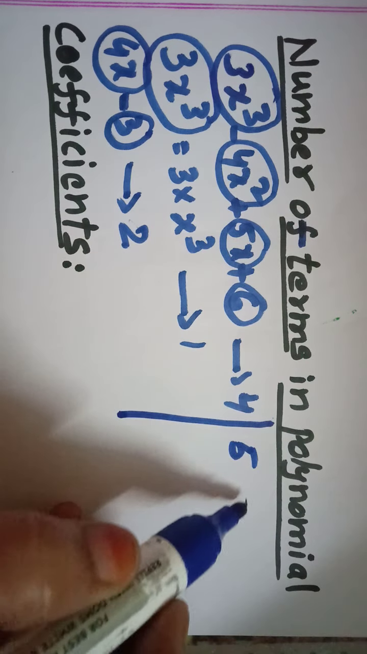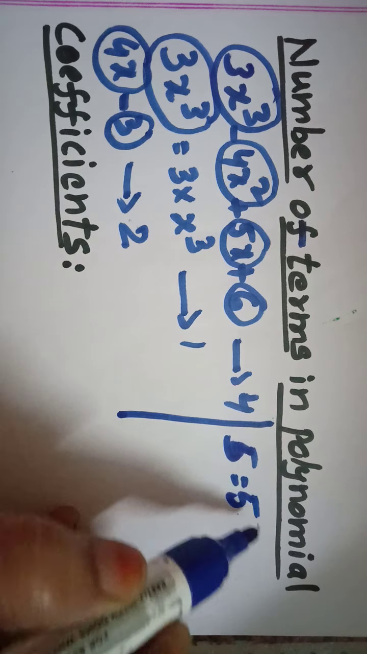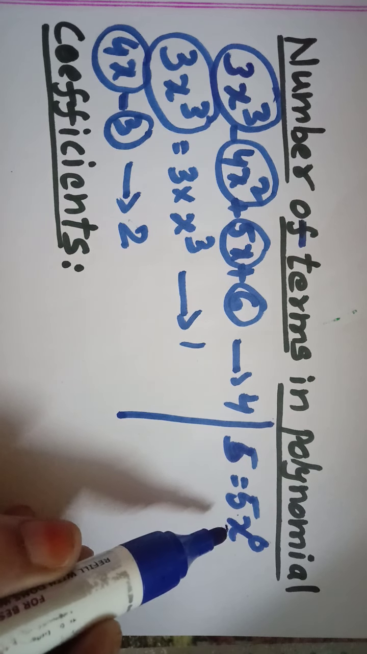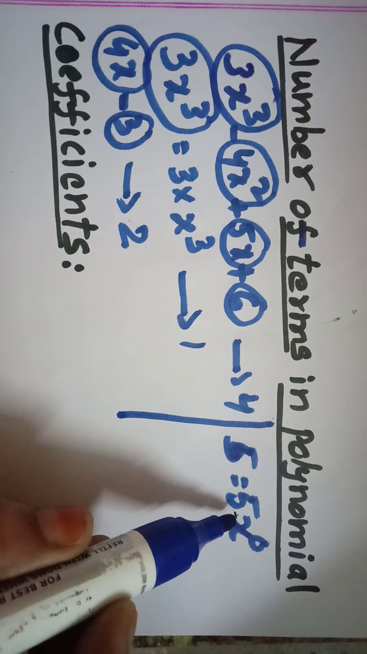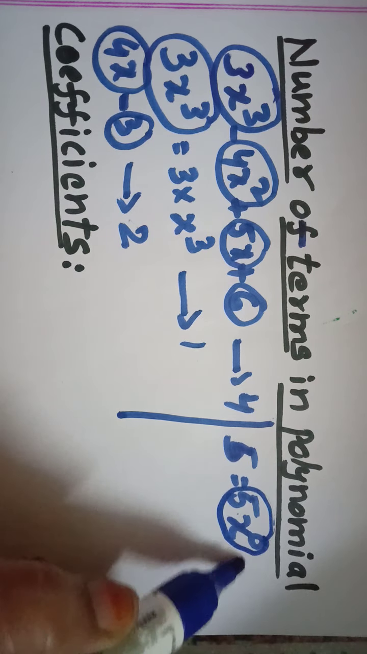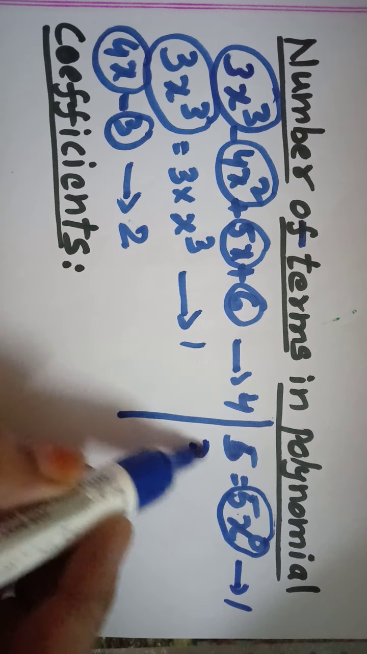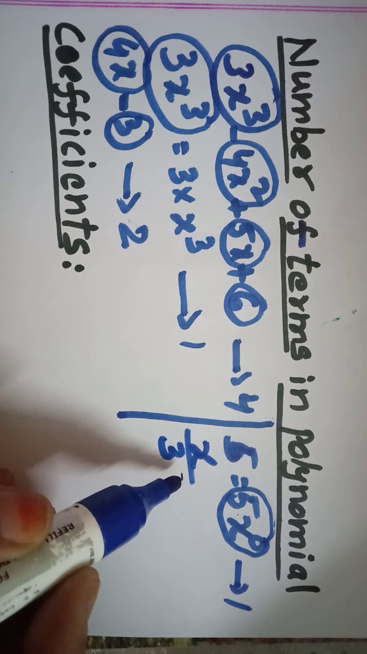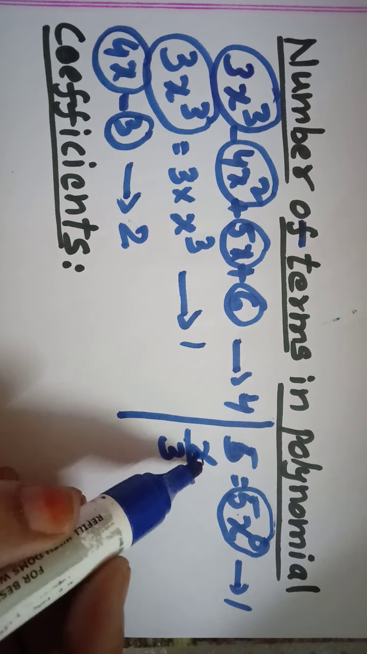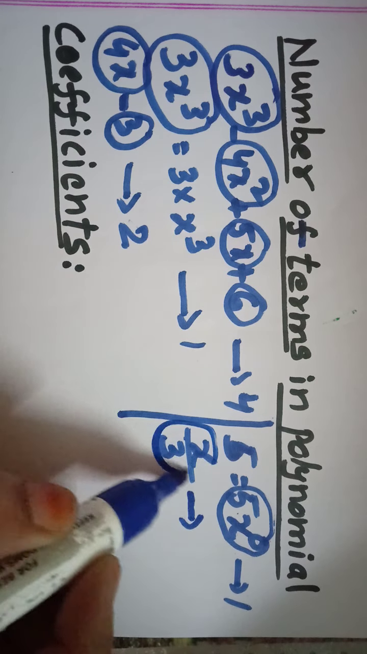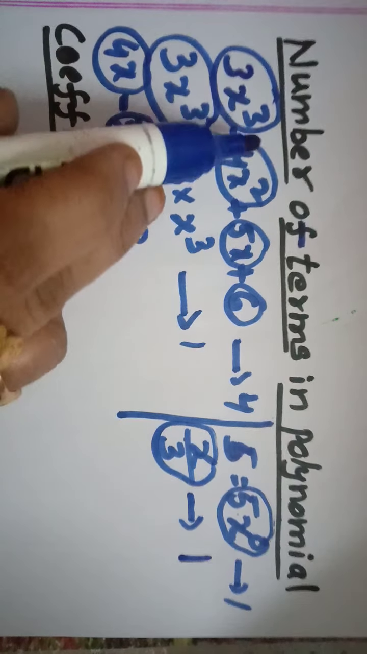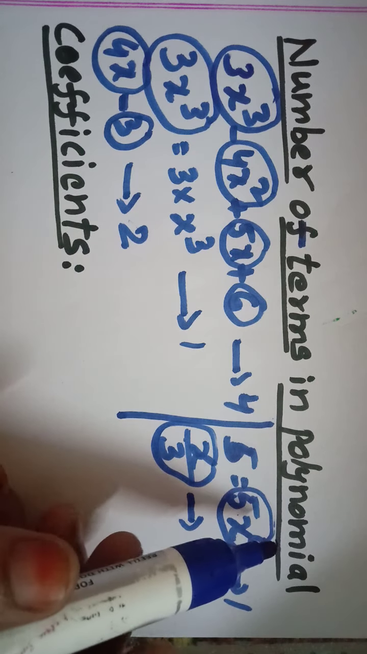So 5 is nothing but 5 into x power 0. x power 0 value is 1. So 5 equals 5 into x power 0. Here into symbol is there, so this is only a single term. Suppose we take x by 3. Here divided by symbol is there. So the divided by symbol cannot separate the terms. So x by 3 is overall a single term. In this way we can easily say the number of terms in a polynomial.